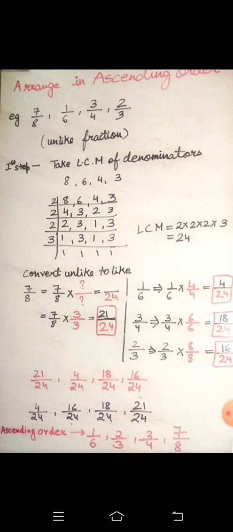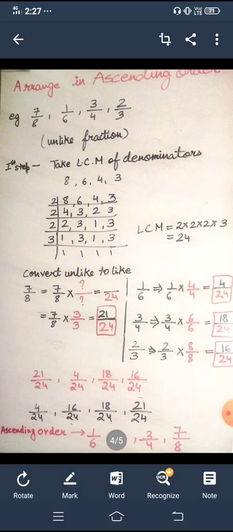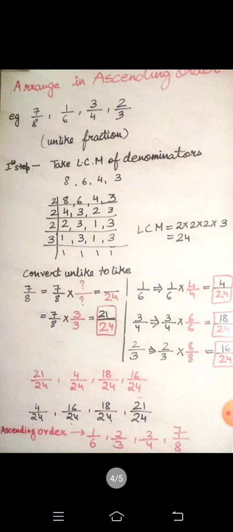Now you have to convert each of the fractions into like fractions because these are unlike fractions. So let's convert 7 upon 8. How will you convert 7 upon 8? First thing, the denominator now will become 24 because the LCM is 24. Now how will you convert 8 to 24? You will multiply by 3, right? 8 threes are 24. Now the number which you multiply with the denominator will always be multiplied with the numerator. Remember this. So 7 multiply 3 we get 21. So the fraction becomes 21 upon 24.